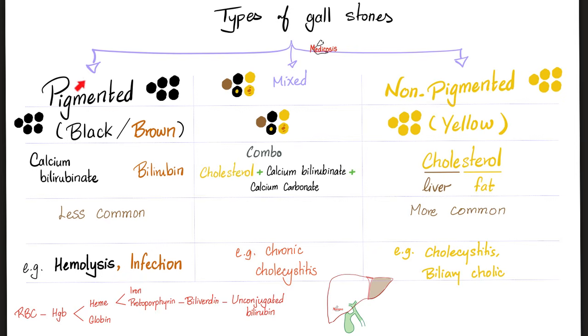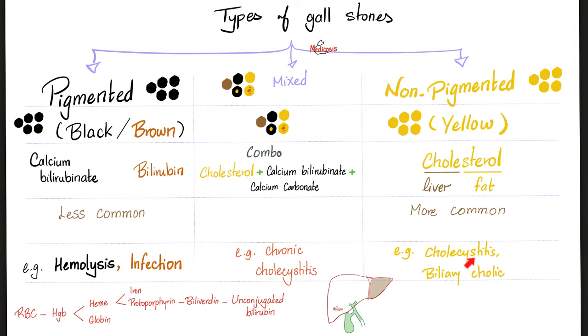Are these pigmented stones the most common? Nope. The most common stones are the non-pigmented yellow stones. Why are they yellow? Because of cholesterol. Who made this cholesterol? The liver. That's why it's called cholesterol. It's a steroid made by the liver. Okay. Examples include cholecystitis, biliary colic, etc.